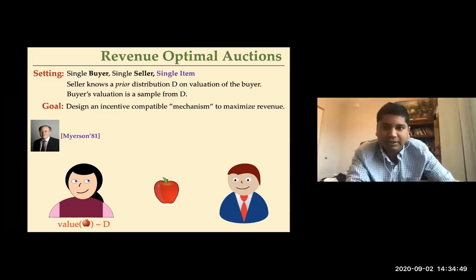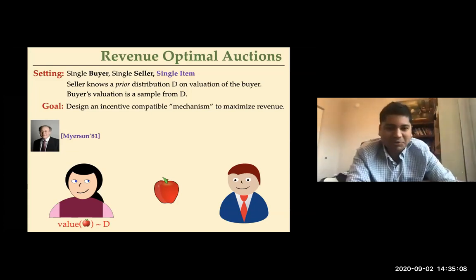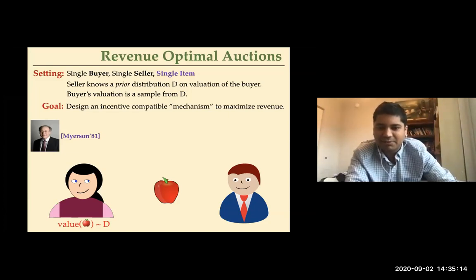These are what are called direct revelation mechanisms. Here is what that means. The buyer comes in, reveals their value, and then the seller quotes the price. Then the buyer decides to buy if the price is lower, otherwise goes away. All right. Now, a priori, you might think, well, what's the big deal in this? The buyer reports the value. I'll set the price to be just a little bit less than the value. In that case, I'll obviously maximize my revenue, and that's it.